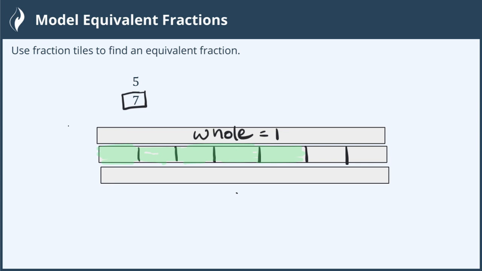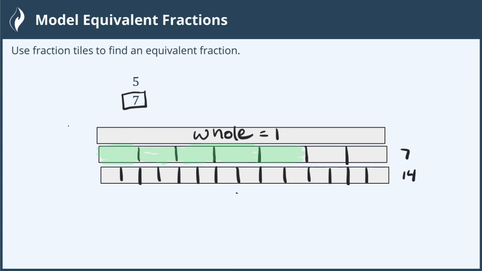So for our second bar here, we will also divide it into 7 equal sections, and then we will divide these evenly to find an equivalent fraction. We are still going to use the same amount, but just divided differently. Here we can divide them each in half, which makes our total 14 even sections versus the 7.